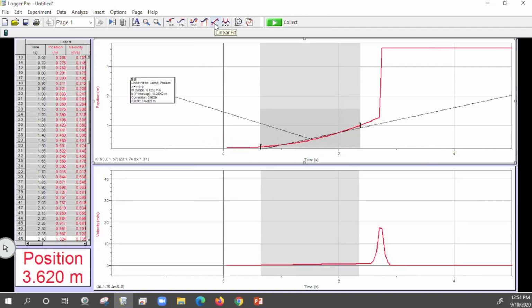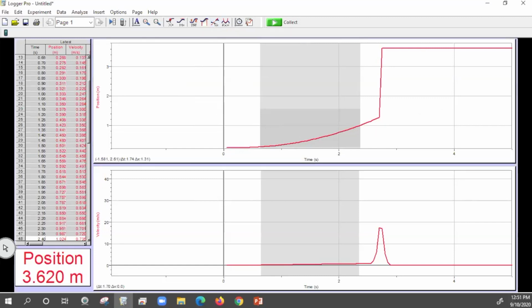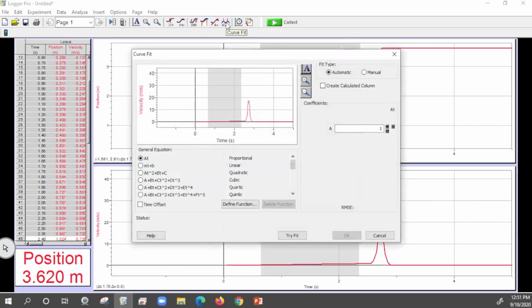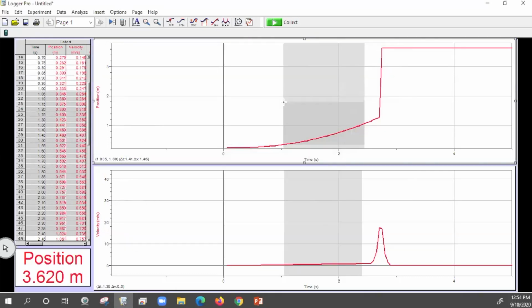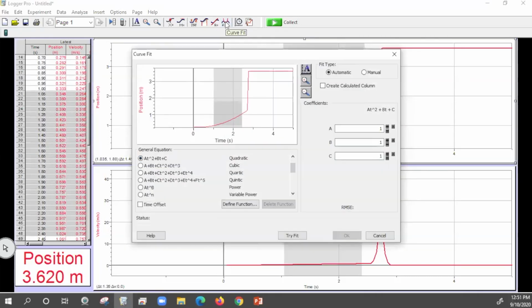And it's not really a good fit, as you can see. So I'm going to try a better fit. And better, well, what's next after linear? Quadratic. Try fit. Oh, now the fitting is really, really good.